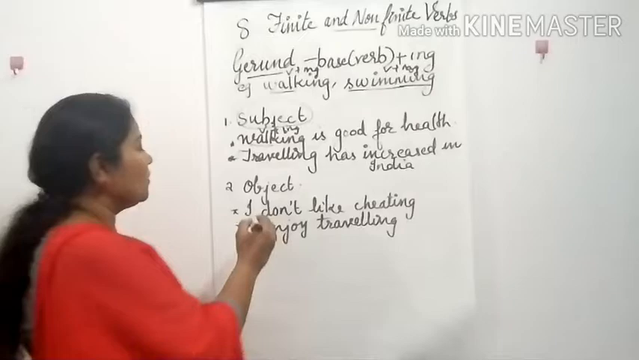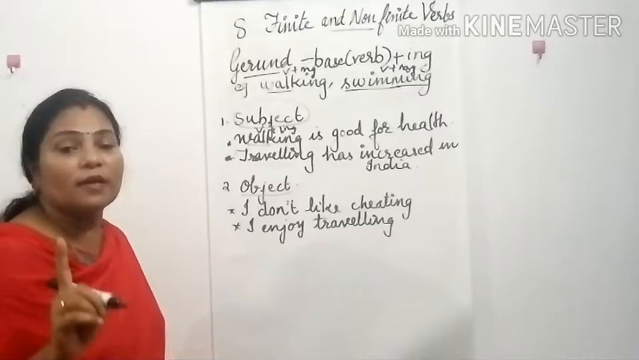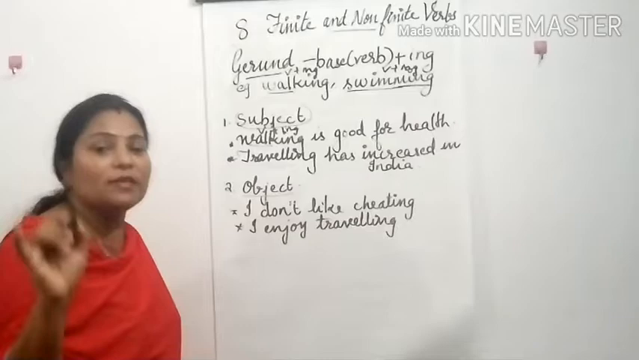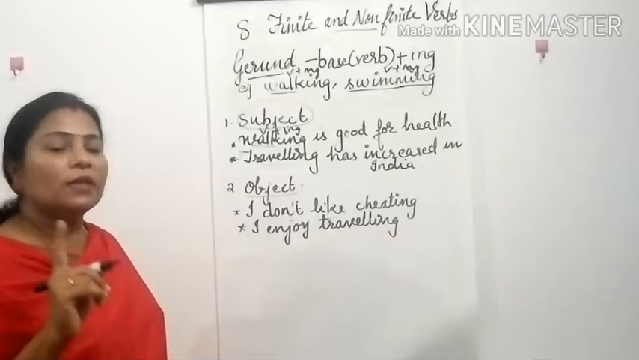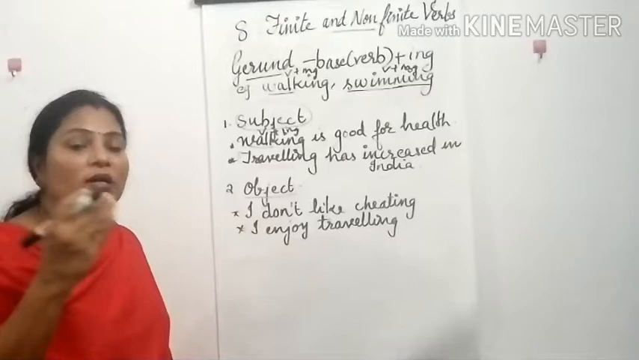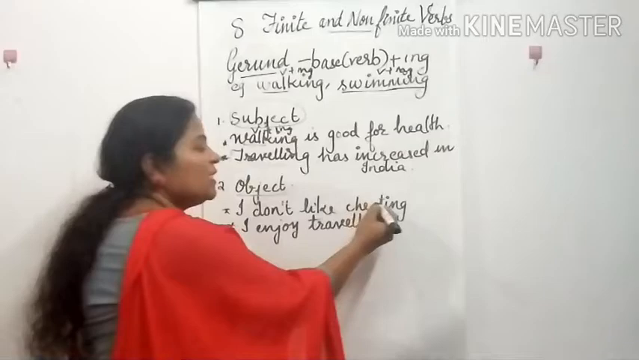Next one. A gerund can also act as an object. That means the verb plus ing can act as an object. See here. I don't like cheating. When an object comes, we should ask a question with the verb. I don't like what? When we get the answer to what, that becomes the object. I don't like cheating. Okay, so it becomes the object.